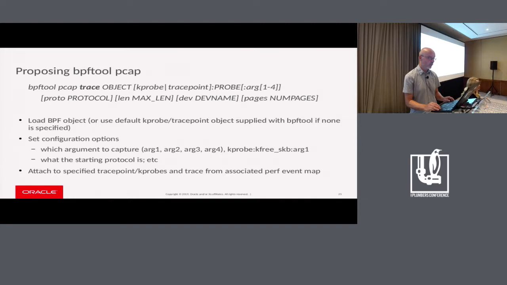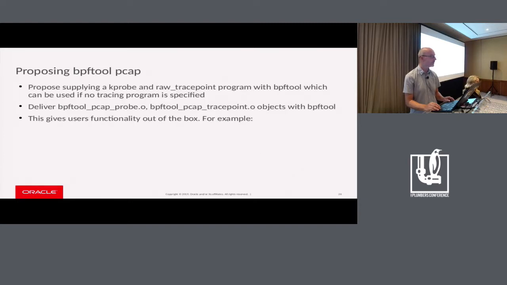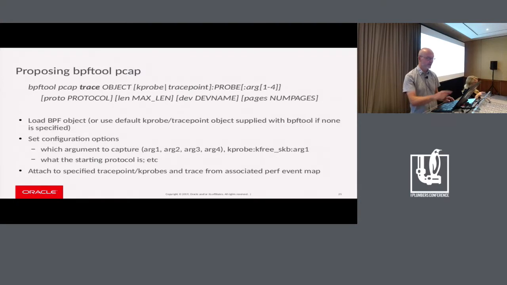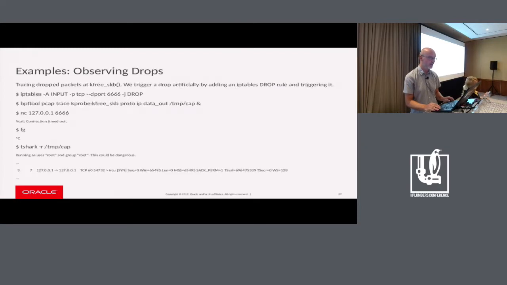One additional thing I'm suggesting here is that we supply a kprobe and a tracepoint object as well. The idea behind that is that you get some out-of-the-box functionality. So rather than actually specifying an object, we use that functionality out of the box to actually capture packets. There's an example of that here.